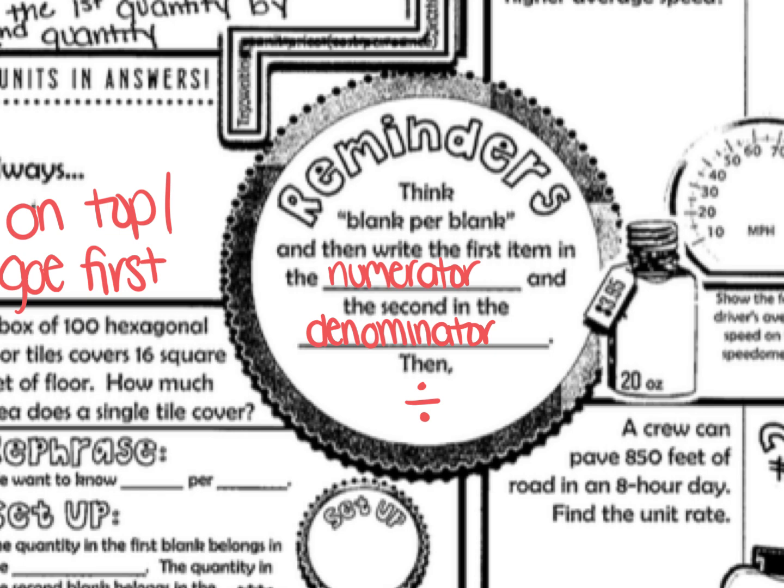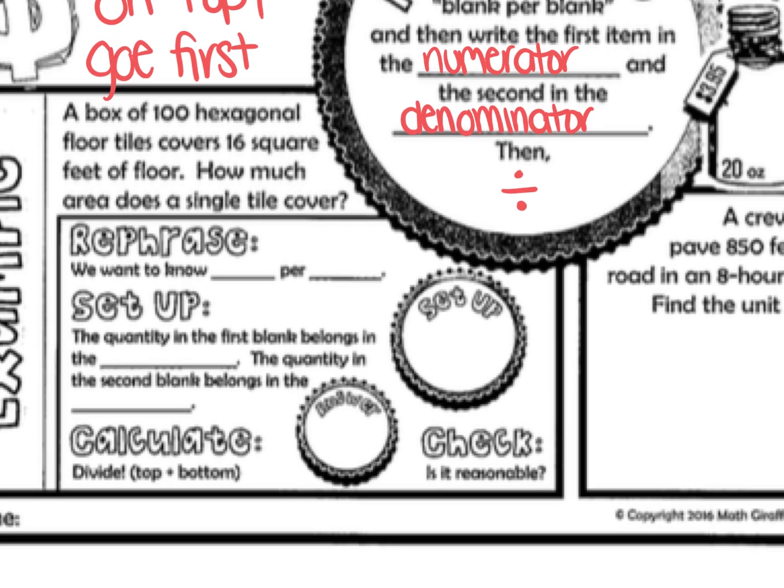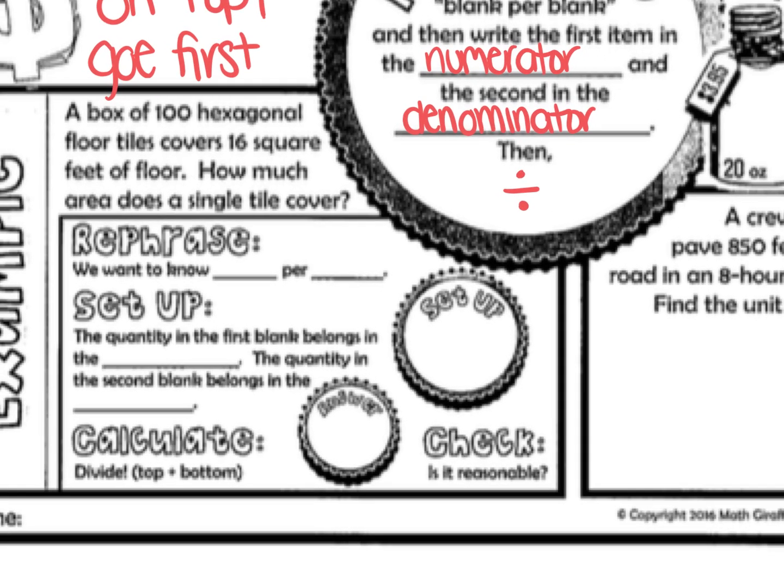So jump to the bottom left, the example says a box of 100 hexagonal floor tiles covers 16 square feet of floor. How much area does a single tile cover? So this one in the question helps us figure out which label should come first. How much area does a single tile cover? So we want to know how much what per what? Area per tile. Yeah, area per tile.